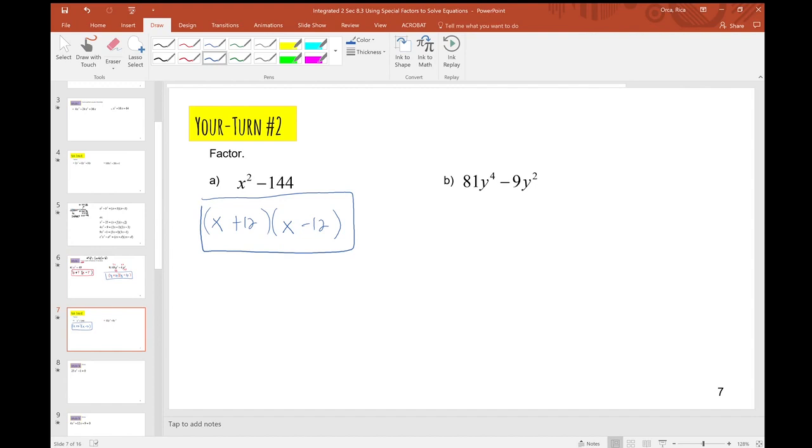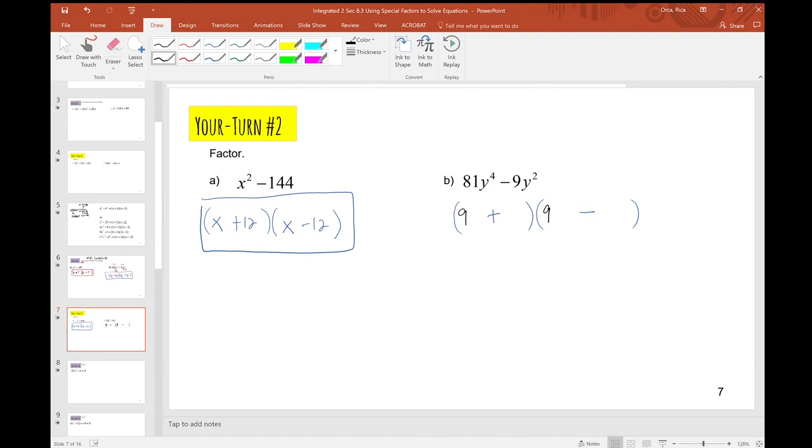Okay, let's look at part B. We have 81y to the fourth minus 9y squared. This one's a little tricky, but let's check it out. So we know one factor is positive and the other factor is negative. Okay, class, now what makes 81? That's going to be 9 times 9. 9 times 9 makes 81.